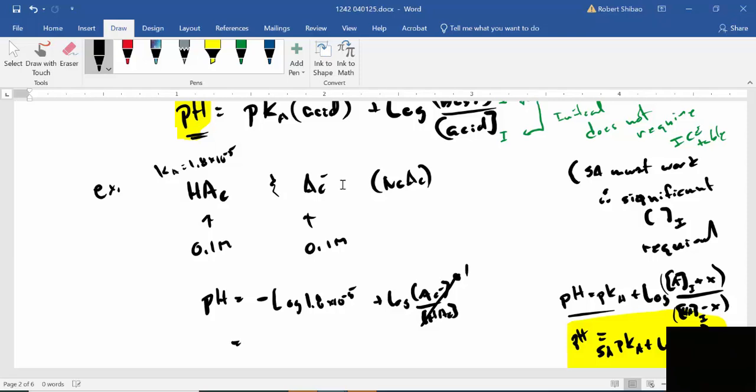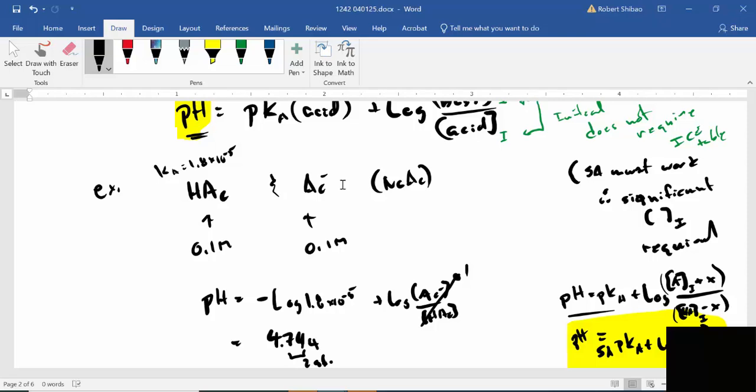So this one comes out to 4.74. Actually, I should give one more sig fig on here. It's not exactly 4.74. And so we'll do 1.8 times 10 to the minus 5, log base 10, 4.744. I'm going to carry one extra digit there. This is 2 sig figs. Yeah, so that's what I'm allowed. I'm going to carry an extra sig fig to avoid round off error.